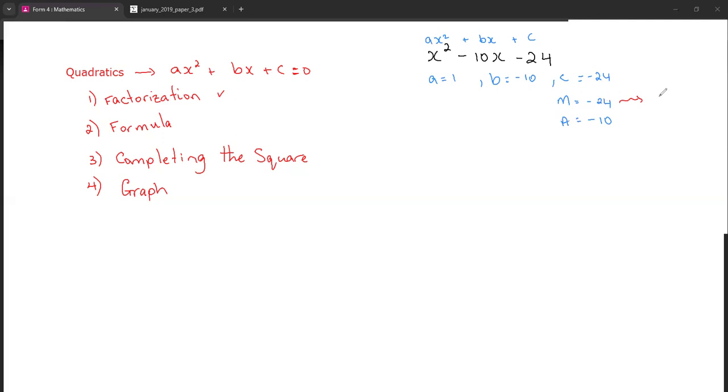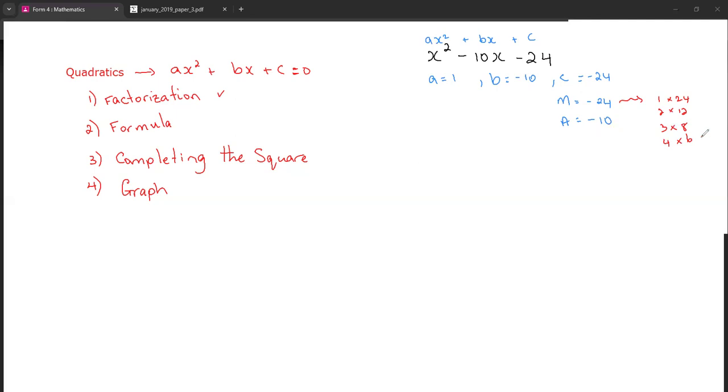So we know in order to get 24, I could multiply 1 times 24, 2 times 12, 3 times 8, and 4 times 6. So we're going to look at which combination, when added or subtracted, will give me negative 10. So the two numbers, when we multiply them, must give us negative 24. And when we add or subtract, we must get negative 10.